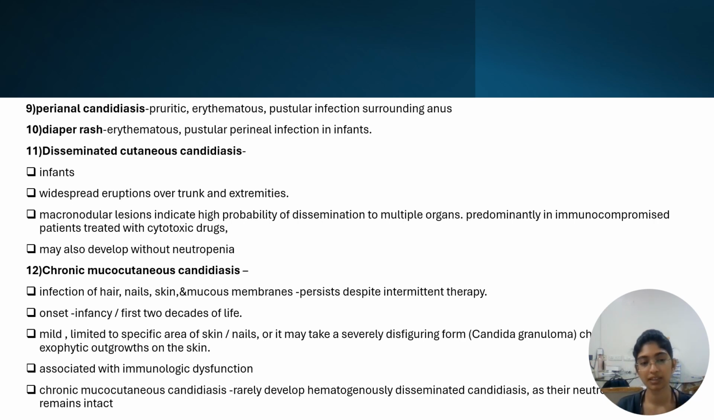Chronic mucocutaneous candidiasis is infection of skin, mucosa, hair, or nails, which persists despite intermittent therapy. The onset is usually in infancy or the first 2 decades of life. This can be either a mild form or a severe form. In the mild form, it will usually be restricted to a specific area of the skin or nail. But in the severe form, it may be disfiguring with exophytic outgrowths, called Candida granuloma. In this condition, the neutrophil function is usually intact. Because of that, with chronic mucocutaneous candidiasis, hematogenous dissemination of Candida is usually rare.